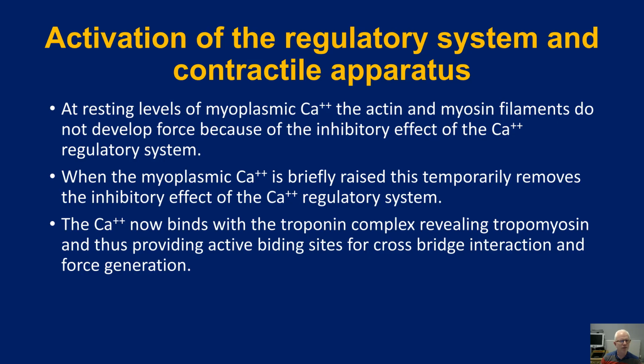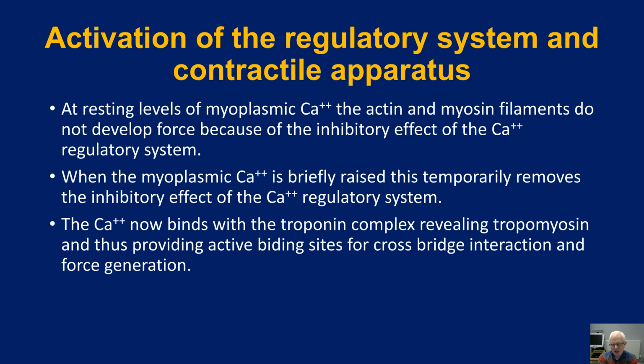Which then brings us to point 5, which is the activation of the regulatory system in the contractile apparatus. So when you've got resting levels of calcium, the actin and myosin filaments don't develop force. Why? Well, partly, remember that we said that magnesium has an inhibitory effect of calcium release. So in other words, there'll be no calcium sitting in the myoplasm. Therefore, if there's no calcium in the myoplasm of the muscle fibre cell, there's no calcium to bond to troponin, and therefore you cannot get that tropomyosin site being revealed. So no generation of force.